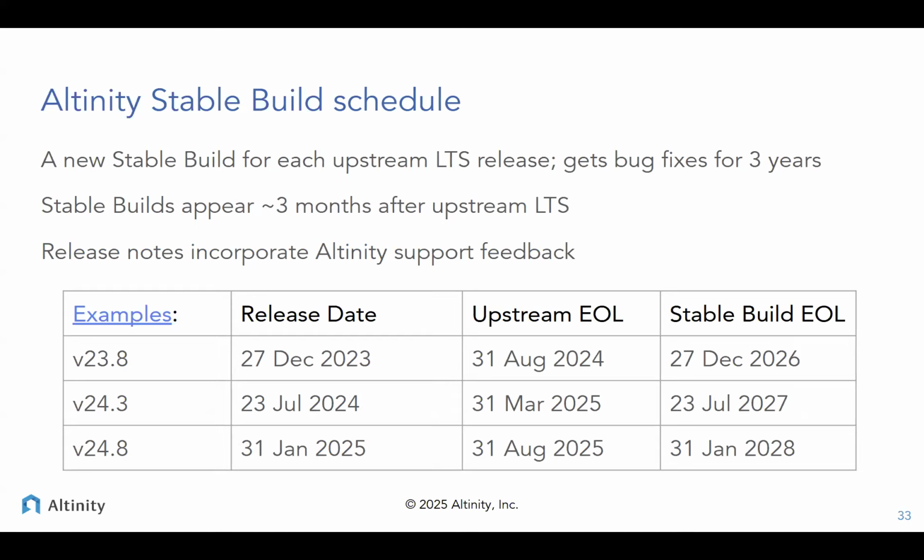This table shows how it works. For example, 23.8, the LTS back in August of 2023, is already off. The end of life was a year ago, whereas for the Altinity Stable Builds, the end of life is in 2026. These builds, by the way, are open source, just like ClickHouse is, and free to anybody. But if you want us to fix bugs, you have to have a support contract. So it works a bit like Red Hat, except that we don't restrict access to the repo.